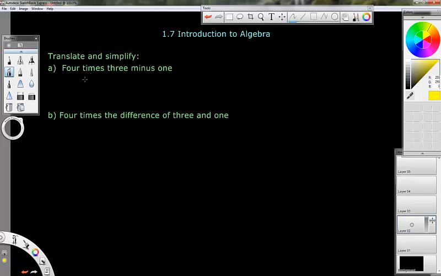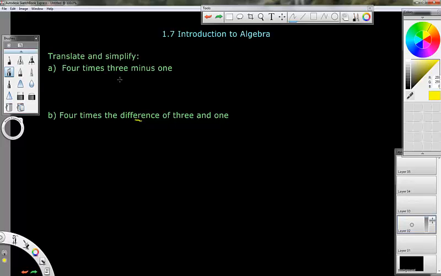Let me grab a nice bright color here. A and B are very similar if you read them. 4 times 3 minus 1, 4 times the difference of 3 and 1. You see that this is the main difference, if you will. It's not meant to be funny, but there it is.